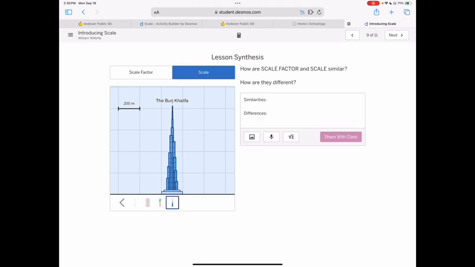Another way they're different is that the scale factor describes how many times larger one object is, and a scale describes how much a specific distance represents. Like this unit represents 200 meters. Another way they're different is that the scale factor compares the size of one object to another object. The scale compares the size of one distance to another distance. So when you have a scale, it's a little bit harder to talk about something like area. Whereas a scale factor, you can talk about area.